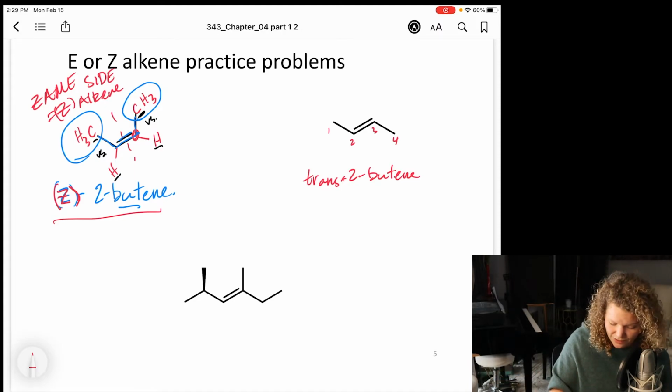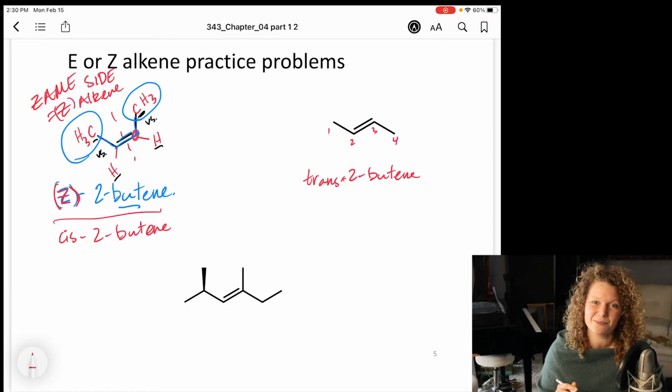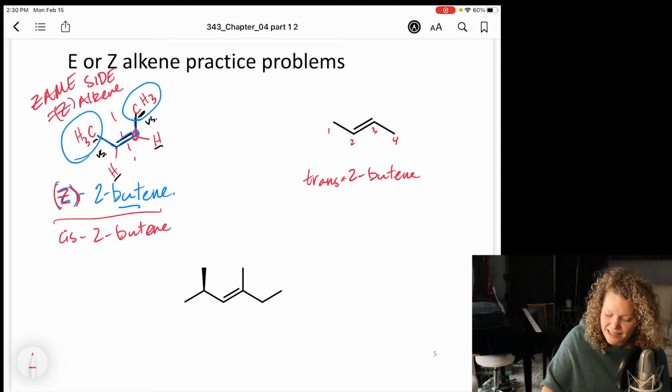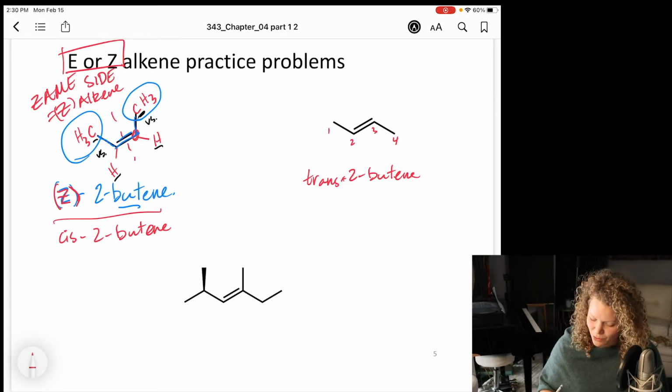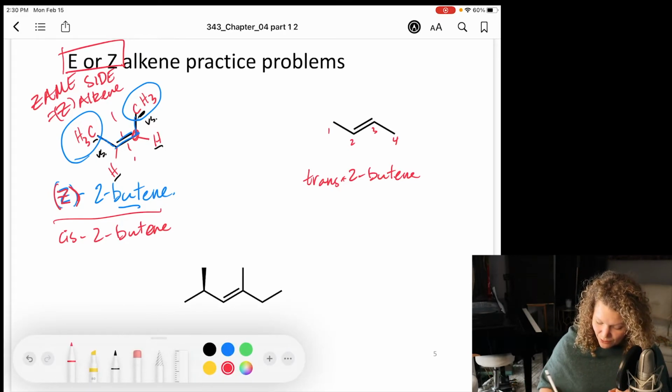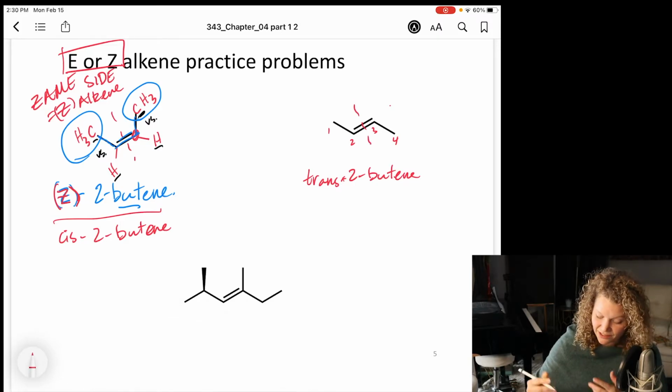You could also call this cis-2-butene, but just remember that cis and trans doesn't apply to everything. The E and Z naming system does. So I would just use that one. Let's do this trans-2-butene. Let's do the priority of either side. Let's start on the right side.